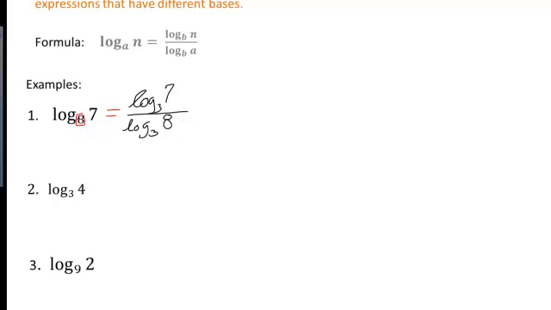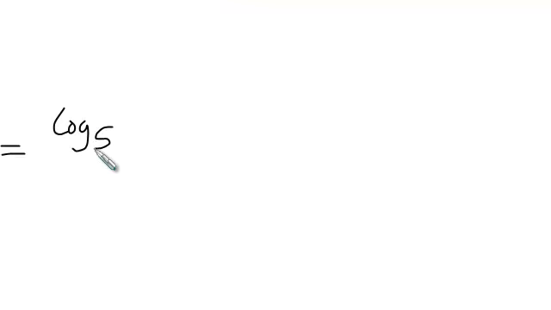So notice we changed the base from base 8 to base 3. And that's basically what this formula is saying you can do, is you can change the base. So if we wanted to, we could have said, nah, I don't want to change it to base 3. I want to change it to base 5. As long as you follow the formula, and the 7 goes in the numerator as the of part, and the 8, which was the base, becomes the of part in the denominator.